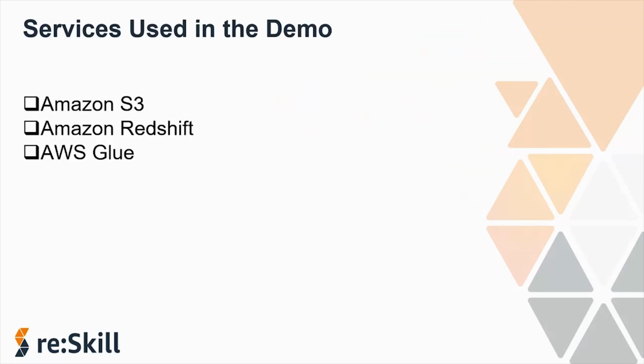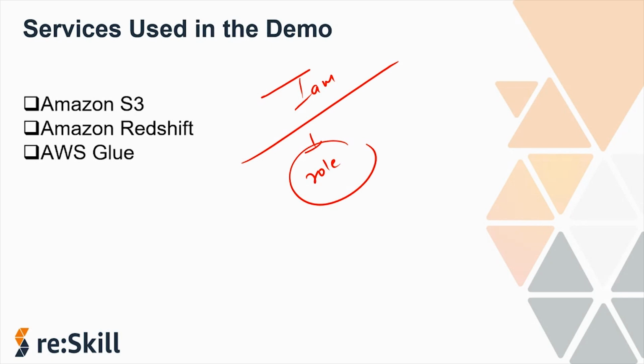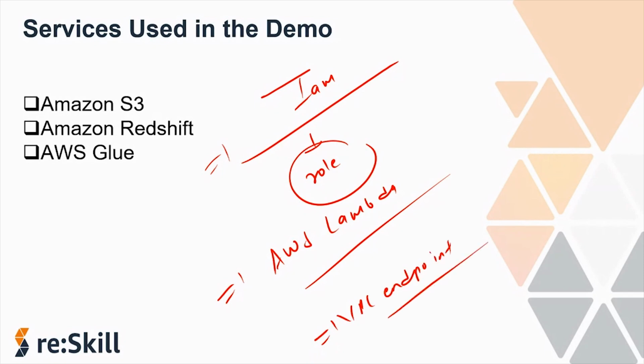Okay. The services I am going to use in this demo will be Amazon S3, Amazon Redshift, and AWS Glue. And in the background, I am going to use IAM, identity and access management. I'm also going to use a service called AWS. And I will also walk you through the VPC endpoint. So let me start with the demo.